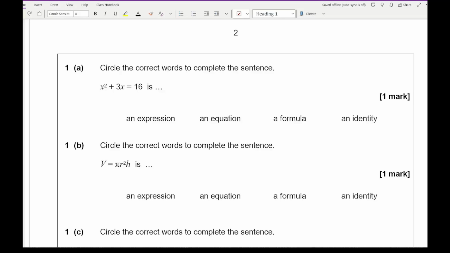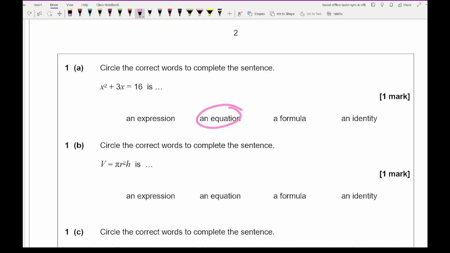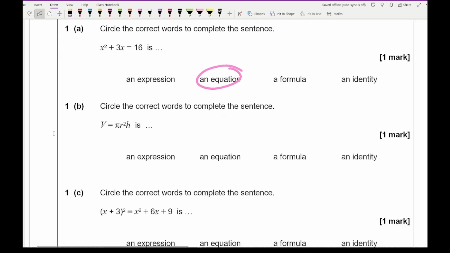So looking at question 1, it says circle the correct words to complete the sentence, and it says x squared plus 3x equals 16. Because there is only one letter, you can see although there is an x squared and an x, it's still one letter, and you've got an equal sign, then this is going to be an equation. It then says circle the correct words to complete this sentence, and it says V equals pi r squared h. Because there is an equal sign and multiple letters, it's going to be a formula.